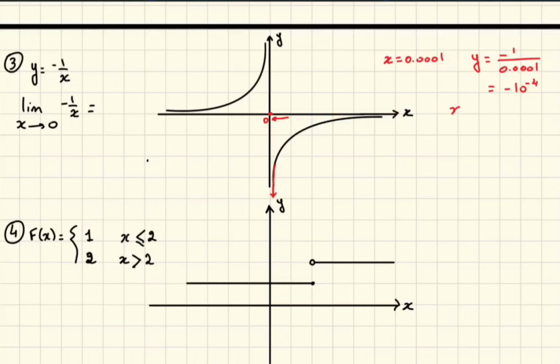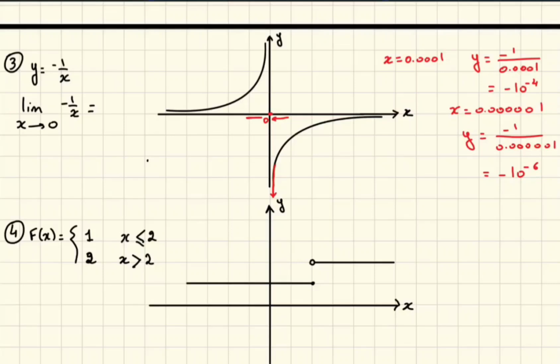Now, if you try x equals 0.000001 and you check the y value, it's going to be -1 over that number, and it's going to be -10 exponent 6. So as I'm approaching 0 from the right side, I see that the y values are not approaching a specific number. They're getting smaller and smaller and smaller. So in this case, we say the limit does not exist because it's not approaching a specific number.